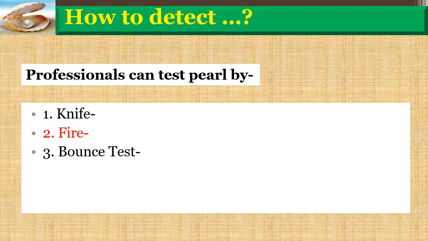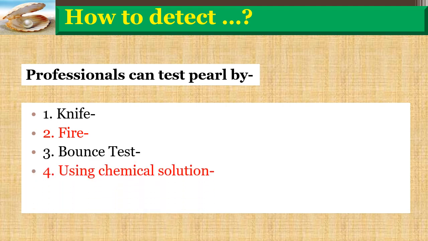The bounce test. Drop the pearl bead from about the height of 60 cm on a piece of glass. The rebound height should be around 35 cm. In this way, one can test the originality of a pearl.